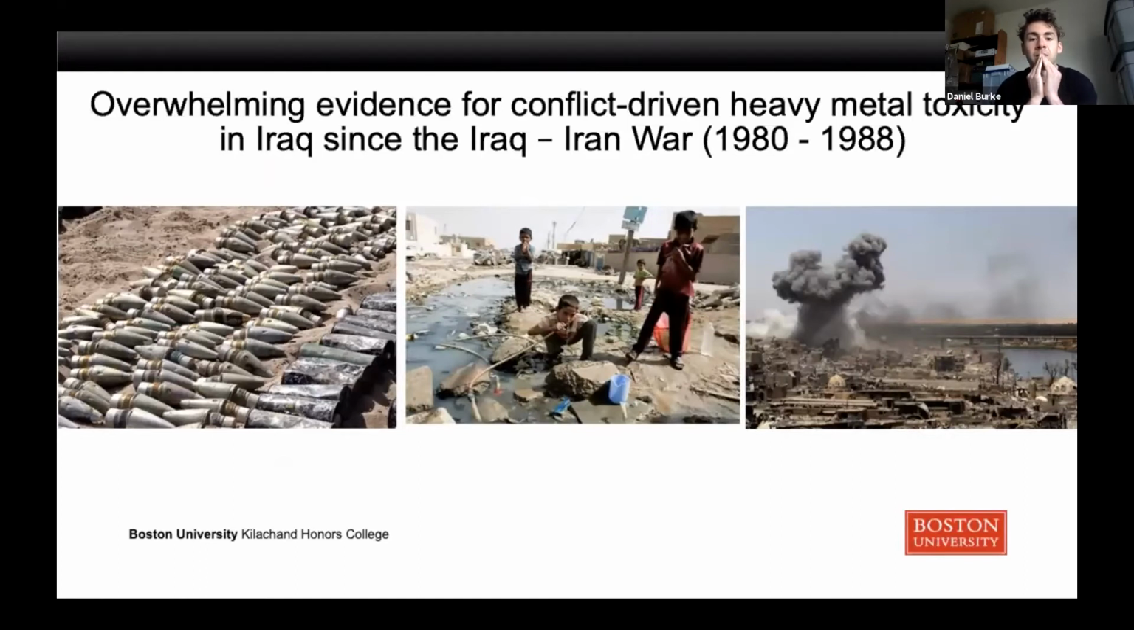So since OIF in particular, Iraq has been in a protracted state of conflict that has inundated the environment with heavy metals, the use of munitions. And just to give a sense of the scope of this, there have been 22,000 munitions that have been dropped by US coalition forces in Iraq and Syria alone just in 2015.